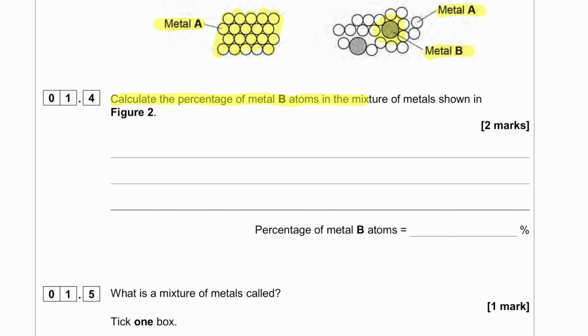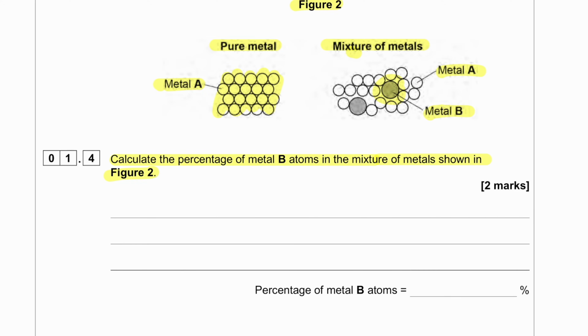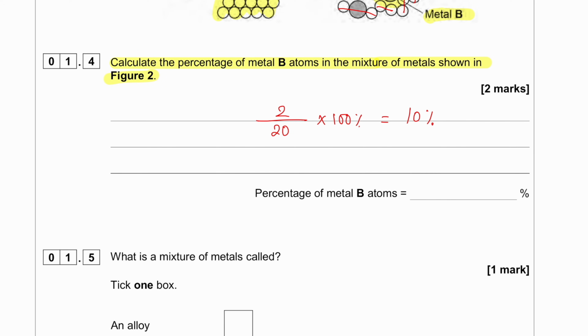Calculate the percentage of metal B atoms in the mixture of metals shown in Figure 2. To do this, we need to count all of the atoms. So 3, 5, 10, another 5, 15. So there is a total of 20 atoms. Metal B we have 2 atoms, so 2 over 20 times 100%. So our answer will be 10%. So the percentage of metal B atoms is 10%.